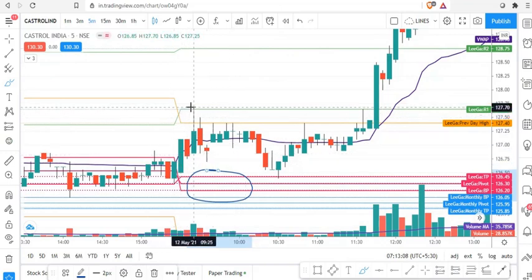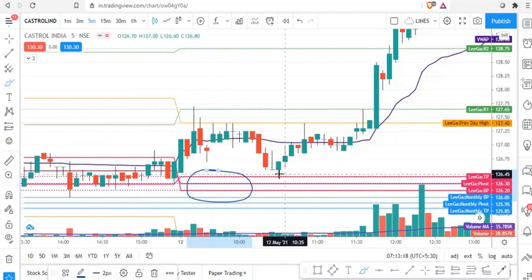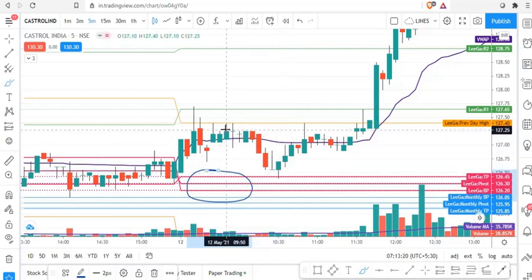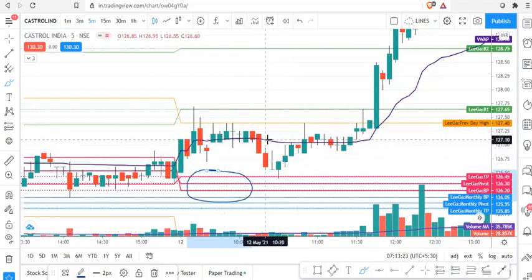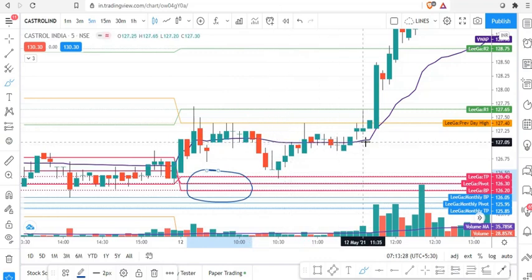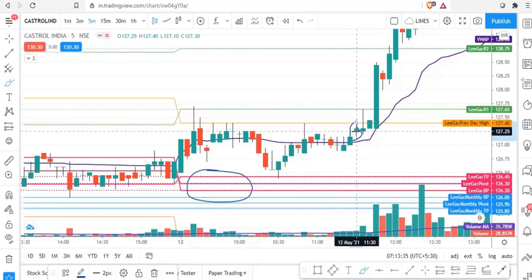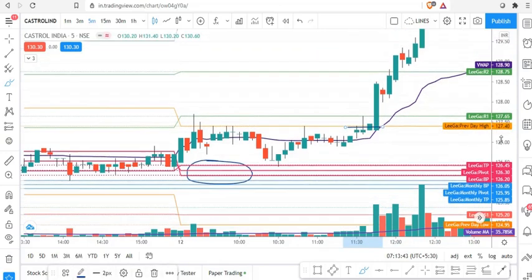It will make a high of 127.70 at 9.25. Then it will go down to 126.80. Then it will take exact support at the CPR again. So this is a Vwap plan. We can take entry above the Vwap only after finishing a 5 minute bullish candle. You can take entry above this candle only.